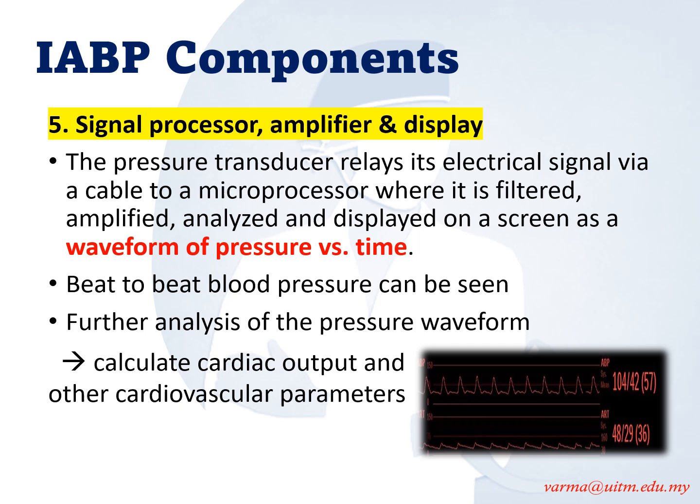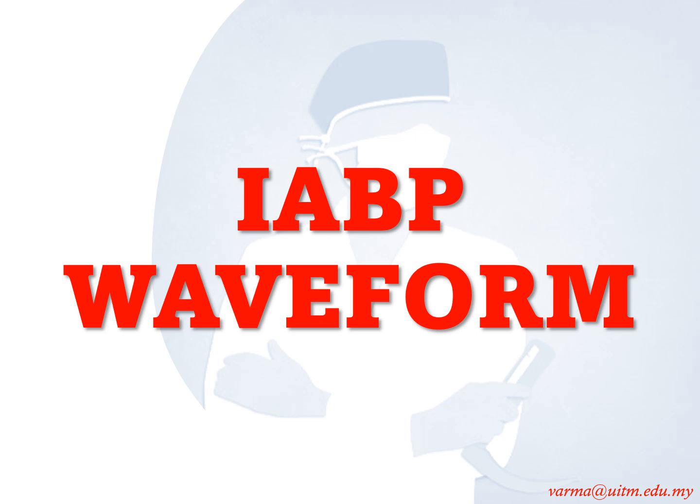Further analysis of the pressure waveform can give us more information about cardiovascular status, like cardiac output and other cardiovascular parameters, when they are incorporated in advanced hemodynamic monitoring such as cardiac output monitoring. This concept of using the arterial blood pressure waveform in cardiac output monitoring is called pulse contour analysis. Next, we talk about how the intra-arterial blood pressure waveform can give us more information apart from the blood pressure alone. So we have to talk about the IABP waveform.